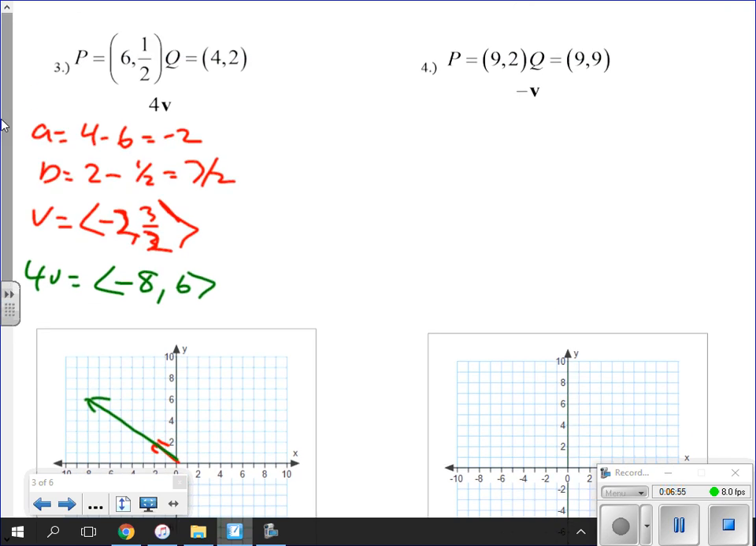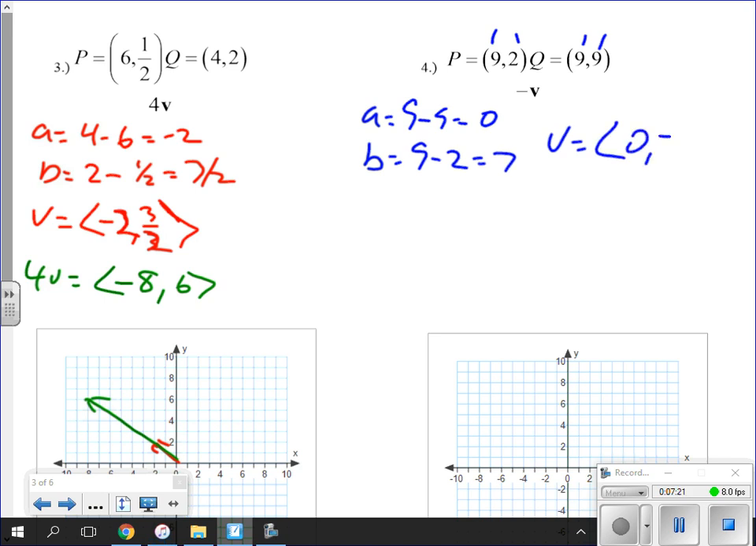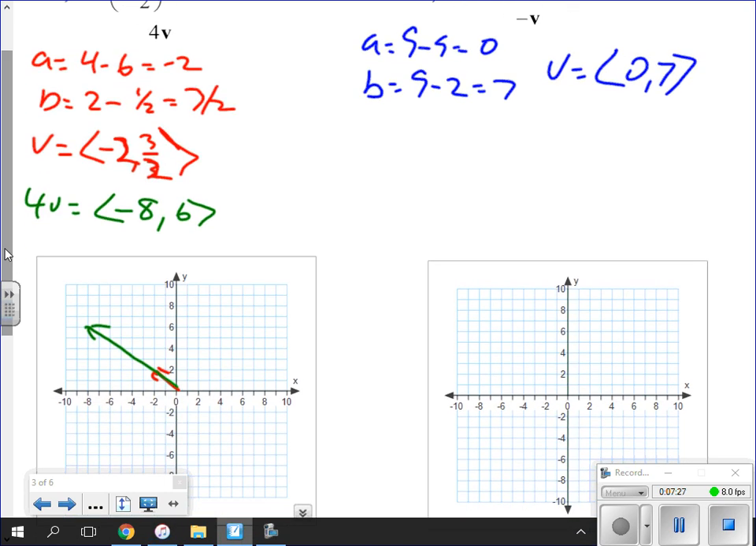And then last but not least on this one here, same thing. This one actually is pretty easy for the second part. So my A component is x minus x, 9 minus 9, which is 0. So it has 0 direction in the x, and my B is 9 minus 2, which is 7. So V is the vector 0, 7. So that provides my end point. 0 on the x, 7 on the y. So there's V.